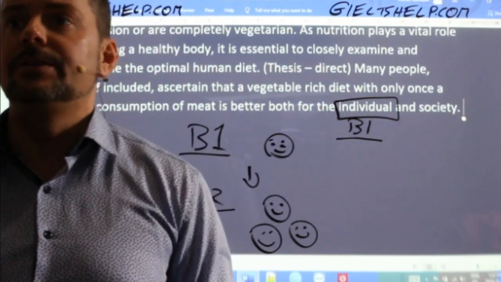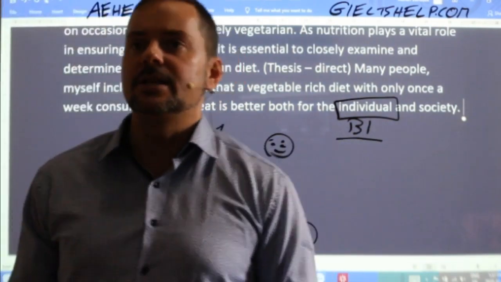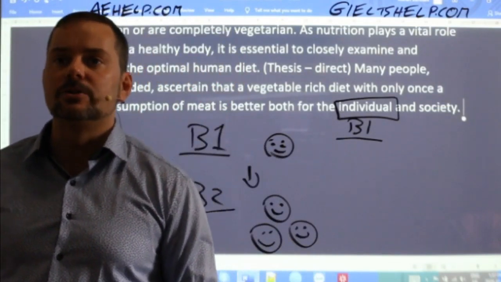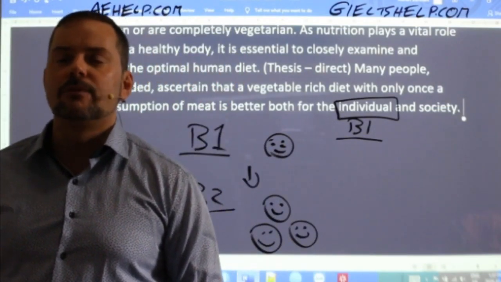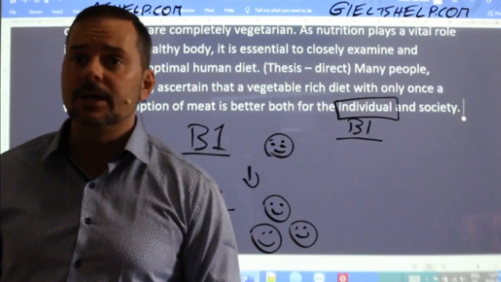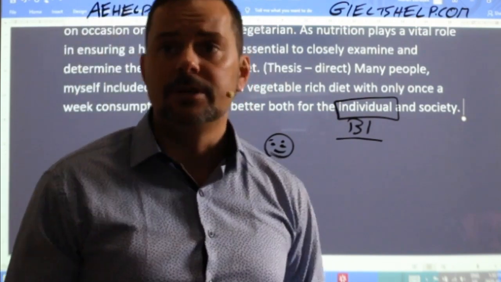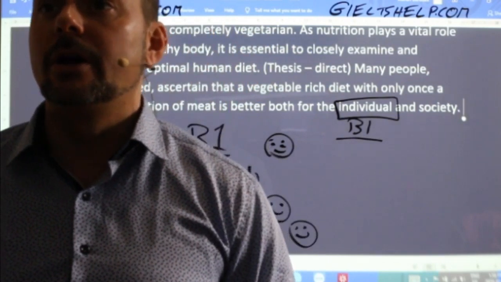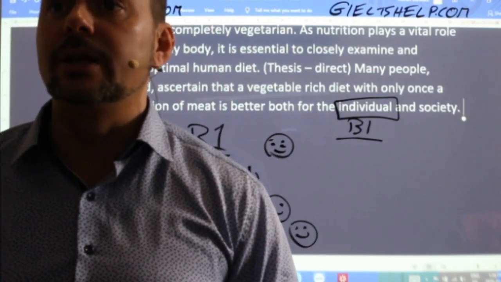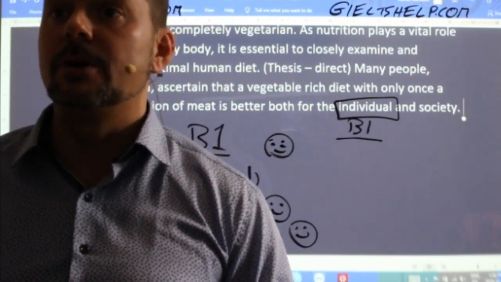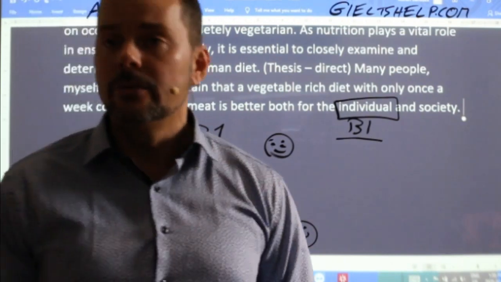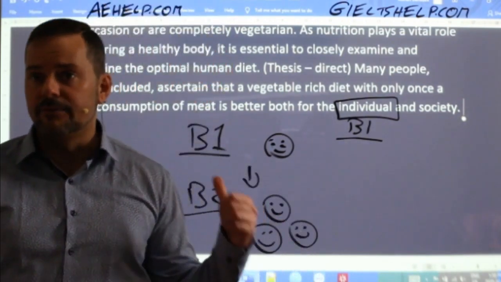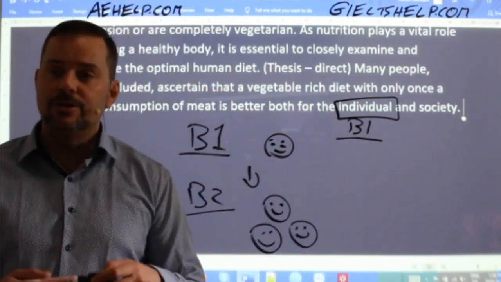All right. Preeti Sina says, many people believe that vegetables are more beneficial for the human body rather than eating meat. I strongly agree with this statement because vegetables are not only fruitful for the individual, but also for society. Right, Preeti? Nice. So you paraphrased my thesis statement.